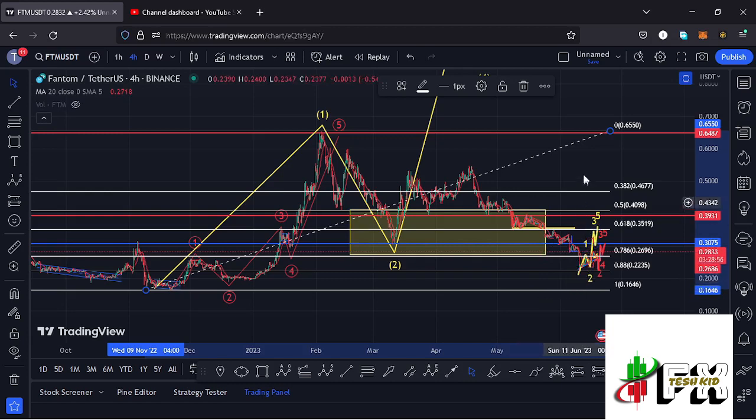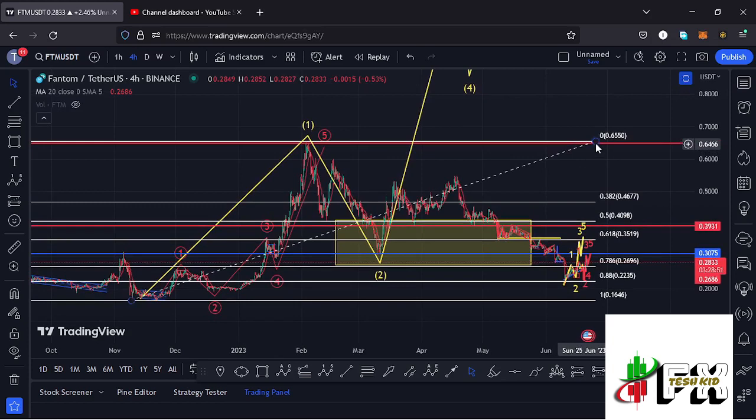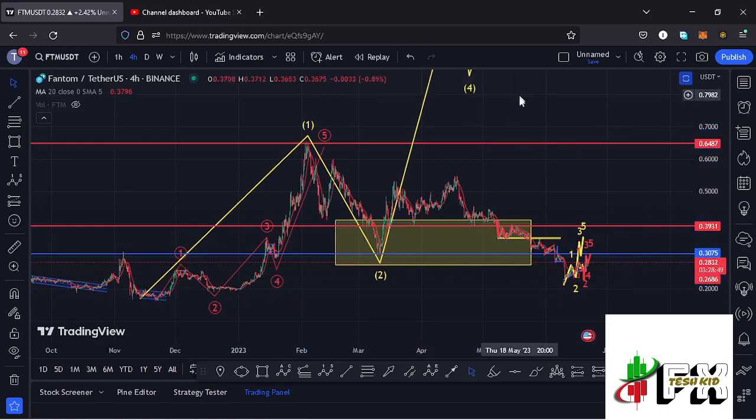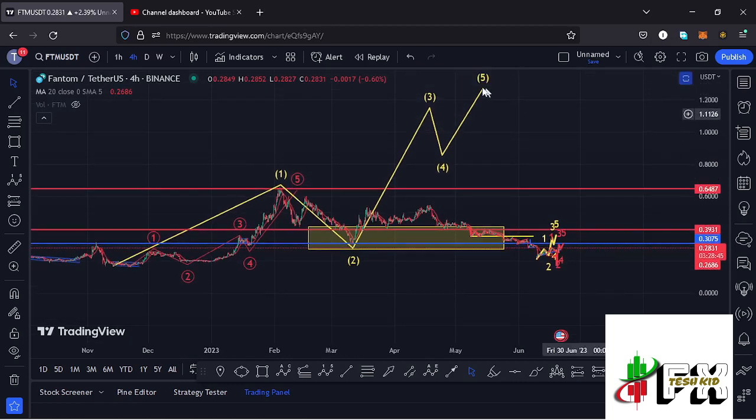And as long as we are still holding above it, there are high chances that this is still a second wave, and whatever we are seeing at the moment is the start of a bounce to the upside in the formation of this higher Elliott wave count 3.